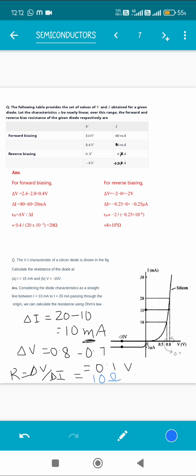Okay, so what are the two voltages for forward bias? 2.0 and 2.4. So del V, the difference in the voltages, is 2.4 minus 2, that is 0.4 volts, and the current is 80 milliampere and 60 milliampere, so the difference will be 20 milliampere. Make sure you're converting the milliampere into ampere so that you are able to get the correct answer. So now you know resistance is equal to V by I, over here, since you are taking the difference, so del V by del I. So the final answer will come up to 20 ohm.